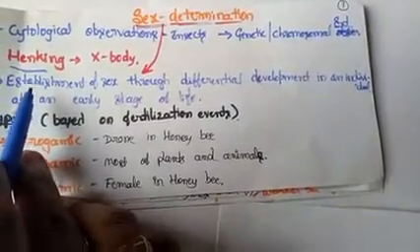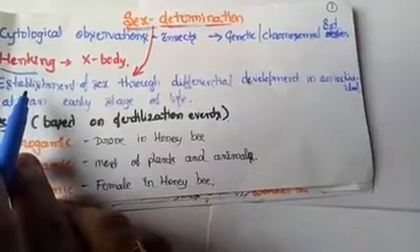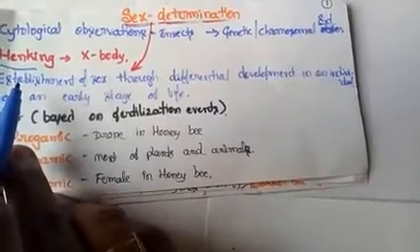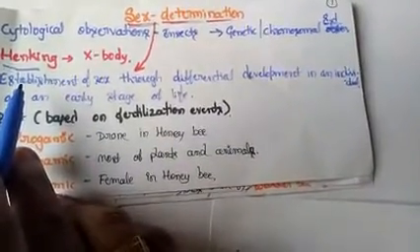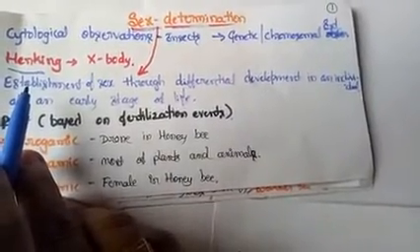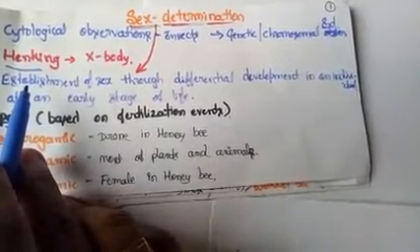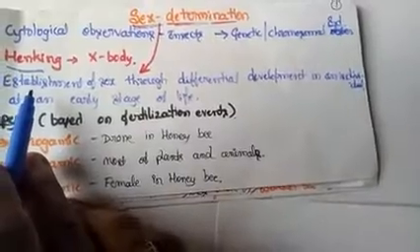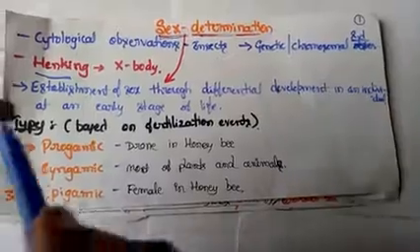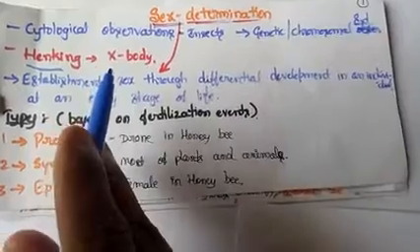So Henking observed, by experiments in insects, by tracing a specific nuclear structure all through the spermatogenesis in a few insects, that 50% of sperms received this specific nuclear structure after spermatogenesis, whereas 50% of sperms didn't receive this specific nuclear structure.